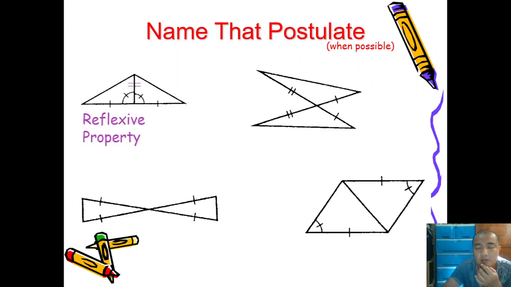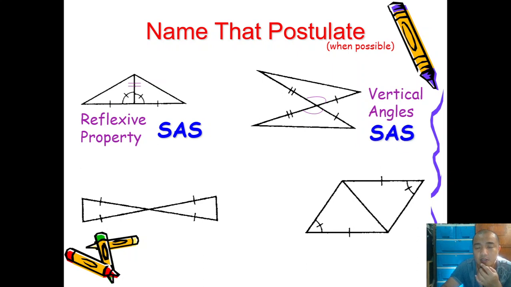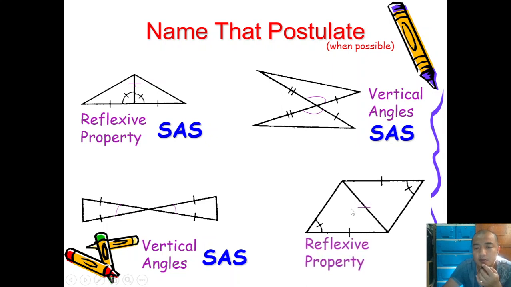Next, reflexive property. SAS, side, angle, side. Vertical angles theorem, congruent yan. So, SAS pa rin yan, side, angle, side. Ito naman, vertical angles are congruent, so SAS pa rin. How about here? Reflexive property, so what? SSA, wala tayong SSA. They are not congruent.